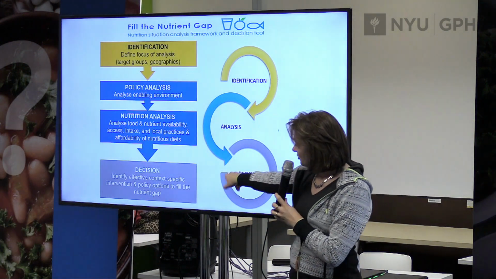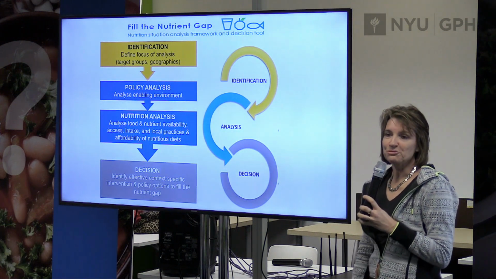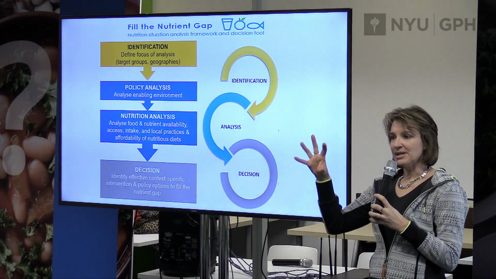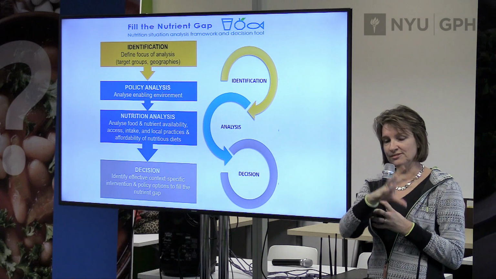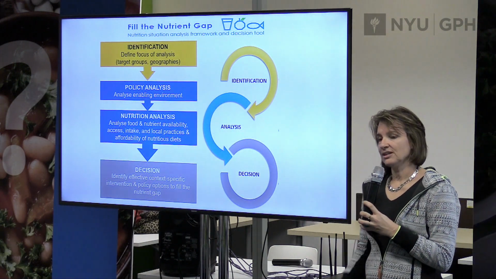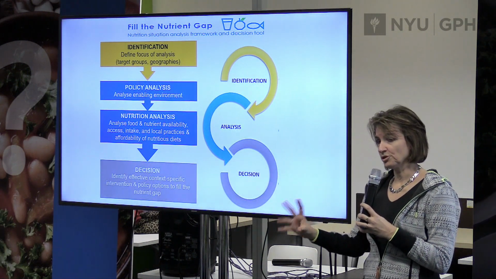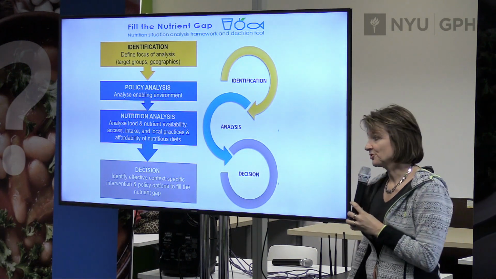And then we come to a decision-making step. We put all the evidence and information together. And then the stakeholders decide for their systems, where they play a role, what they think the priority should be, and where they can focus in the short term, medium term, and longer term.